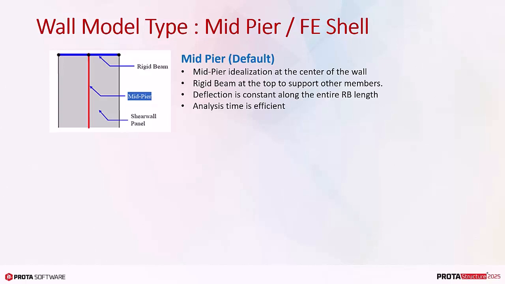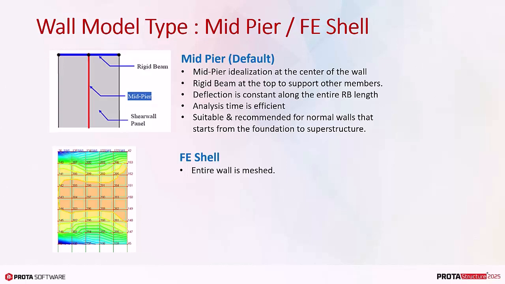Analysis time is fast and efficient, as there are only two elements per wall. It is suitable for normal walls that start from the foundation to superstructure. We recommend you always use this option unless there is a special reason otherwise. In the FE shell model, the entire wall is meshed.